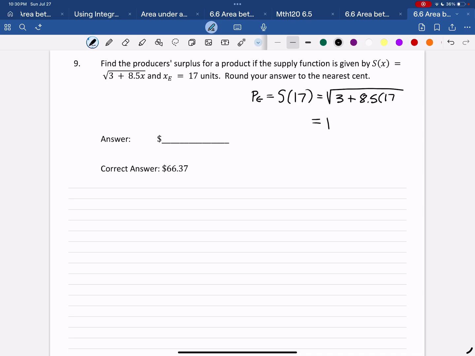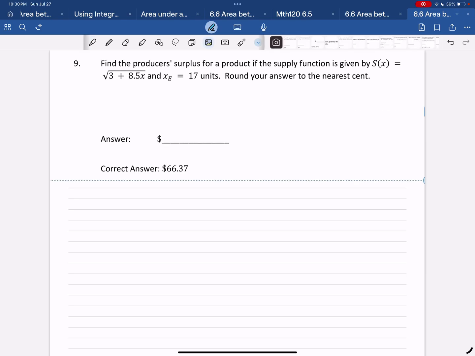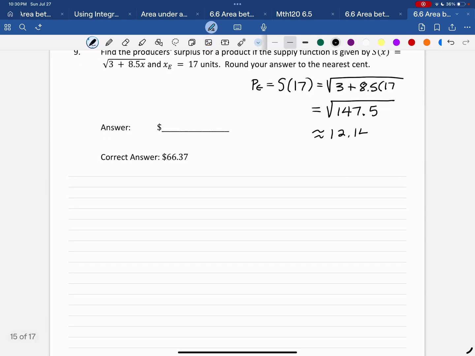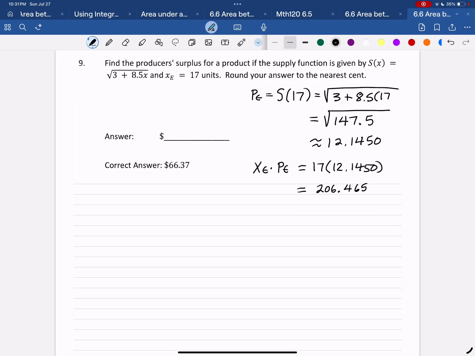which is the square root of 147.5, and to several decimal places, 12.1450. And if I go ahead and do my x sub b times p sub b, or units times price, I get 17 times 12.1450, and that is 206.465.